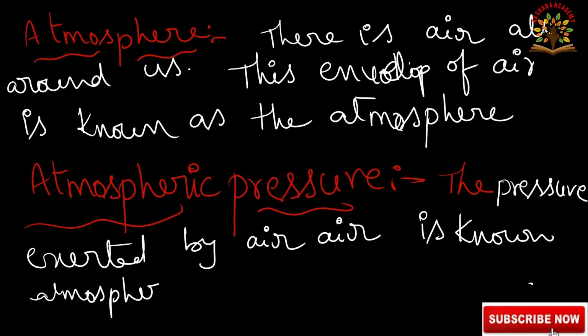Last conclusion: the pressure at a point inside the liquid, that is P = hdg. From all activities we conclude that pressure is directly proportional to height, density and acceleration due to gravity. If height increases, pressure also increases. If height decreases, pressure will decrease.